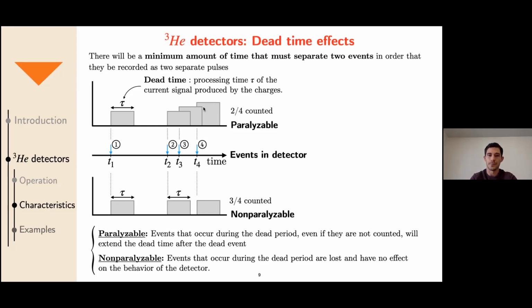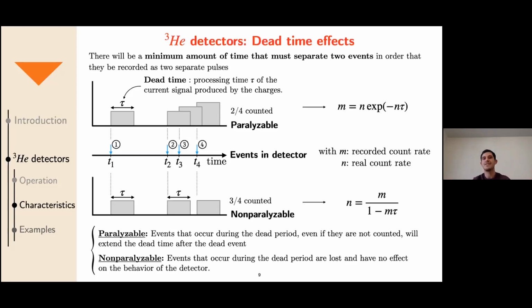And so we can see that T4 minus T3 is lower than 2, so we are not going to detect the fourth neutron. But for the non-paralyzable detector, the events that occur during the dead period are lost and have no effect on the behavior of the detector, which means that we're going to consider T2. And so T4 minus T2 is higher than 2, so we are going to detect the fourth neutron. So for the paralyzable detector, we will count only 2 neutrons out of 4 against 3 out of 4 for the non-paralyzable detectors. And there is a formula for each type of detector.